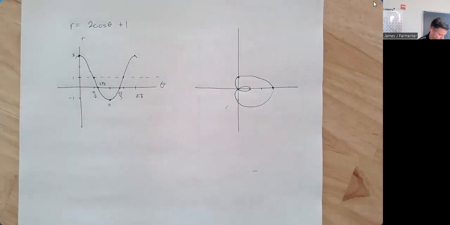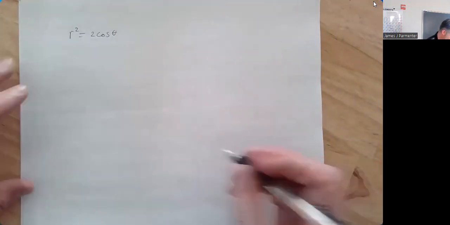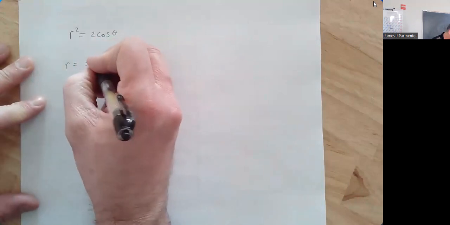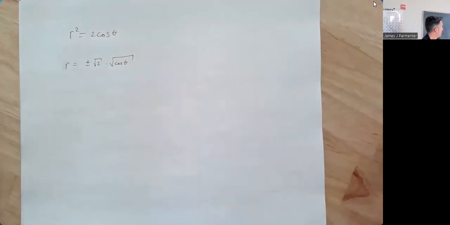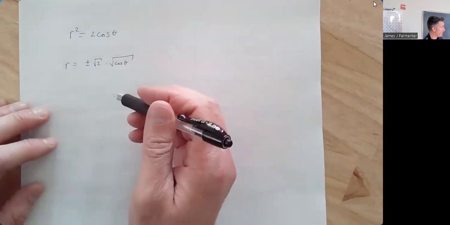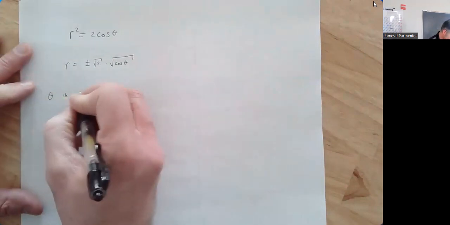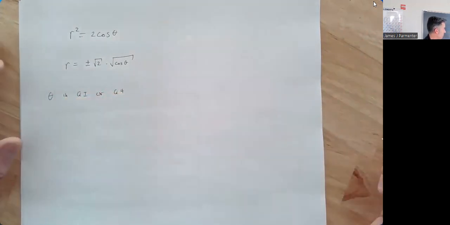So we were talking yesterday about how the teacher was doing that for this. So what they did was they graphed r equal to plus or minus the square root of 2 times the square root of cosine of theta. Which is just weird, because first of all, you're very limited in what theta can be. Theta has to be in quadrant 1 or in quadrant 4.